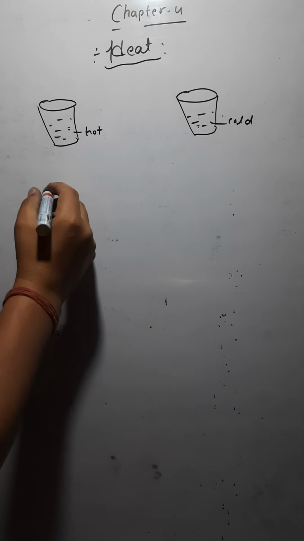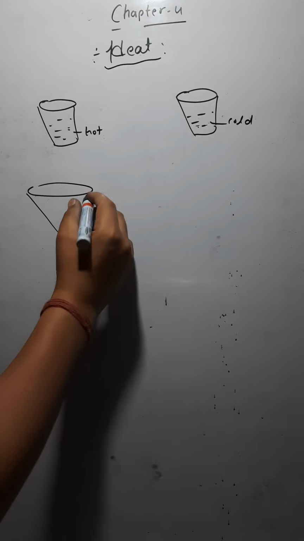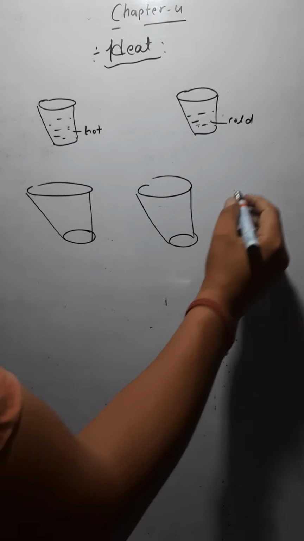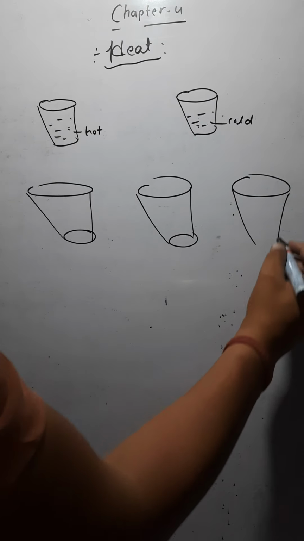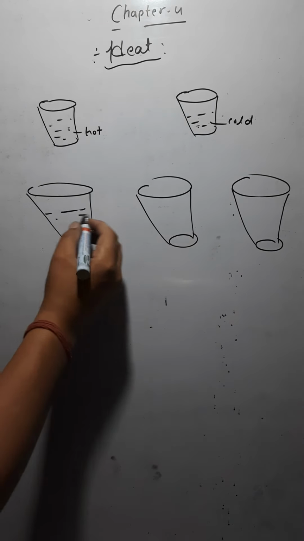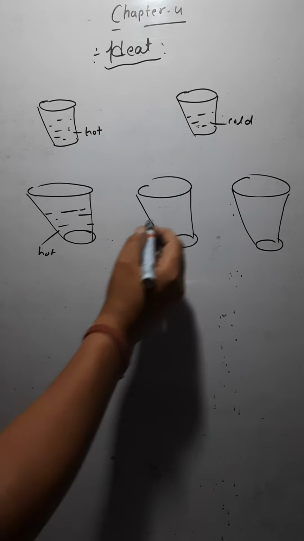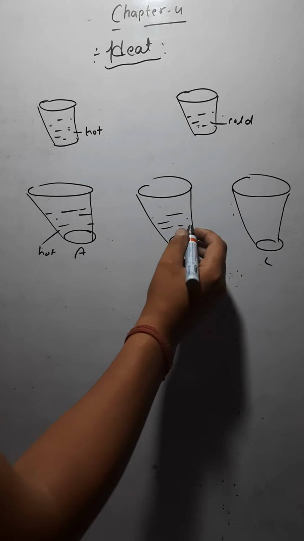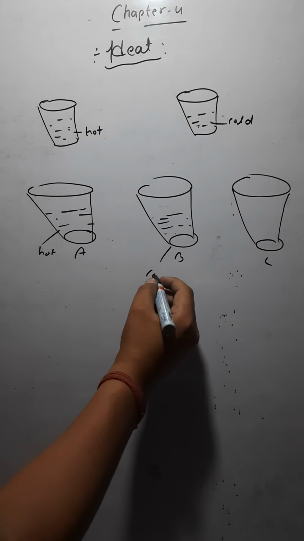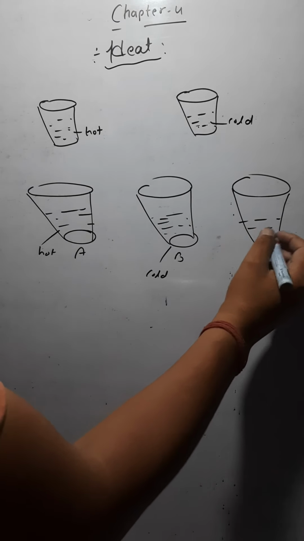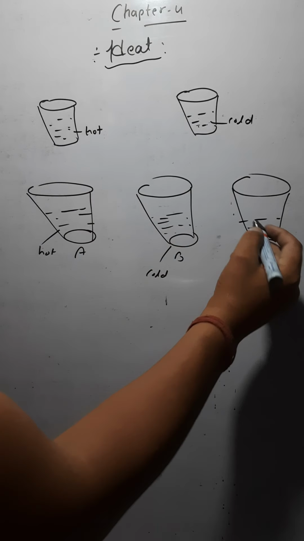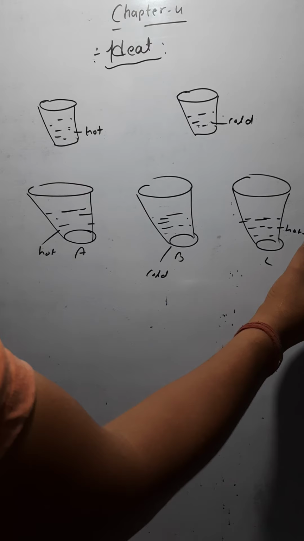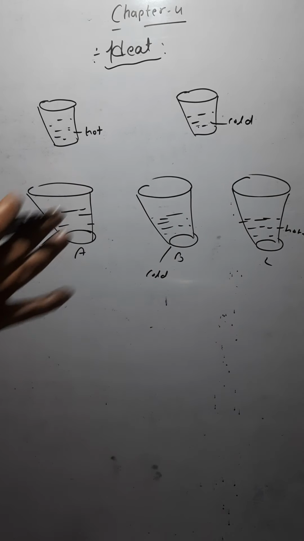How? Let's say we have three containers now. This is the first container, this is the second, and this is the third. Let's say this is A, this is B, this is C. Container A contains hot water, container B contains cold water, and container C contains a mix of both hot and cold water.